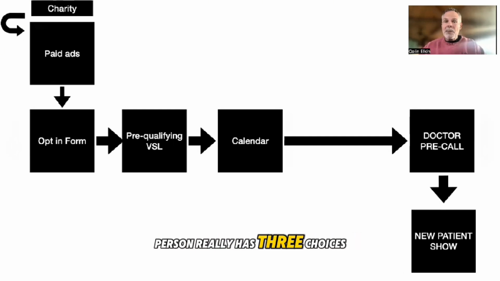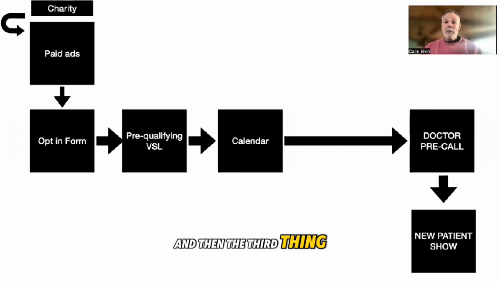The person really has three choices. They could ignore it and do nothing and live with the problem. But ultimately what happens to the problem? It gets worse and worse over time. The next thing is that they could take medications or they could do something therapeutically to just cover up or mask the symptoms. That's another way to do it, but typically those solutions are very temporary.